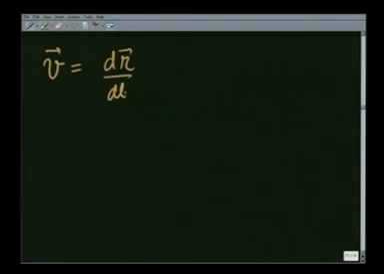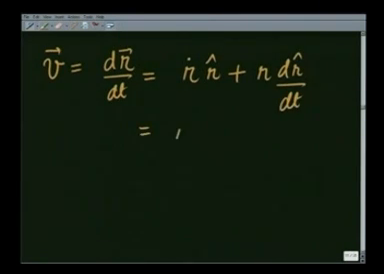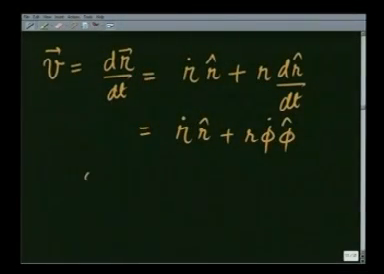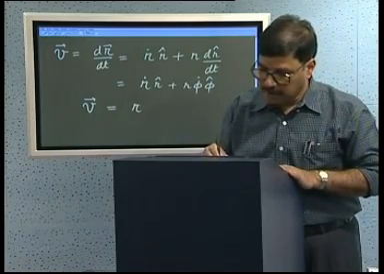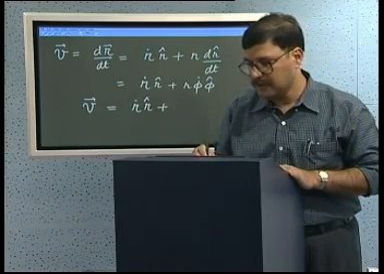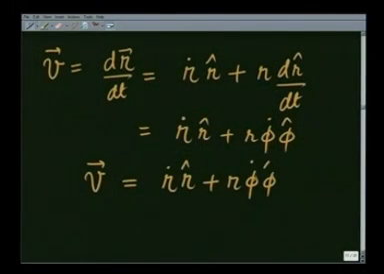So, if we write the velocity v as dr dt, this is equal to r dot r plus r dr dt, which is going to be equal to r dot r plus r phi dot times the unit vector phi. So, the velocity of a particle in planar polar coordinates, I want to remind you again, we are talking about motion in a plane, is equal to r dot r unit vector plus r phi dot phi unit vector.